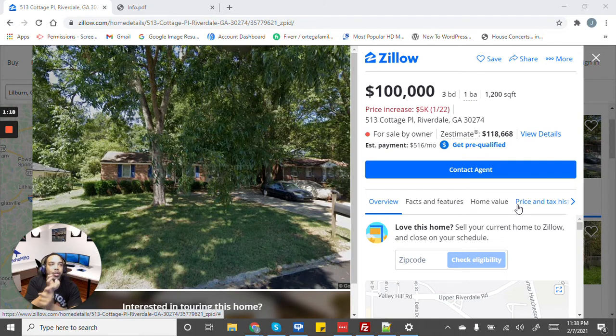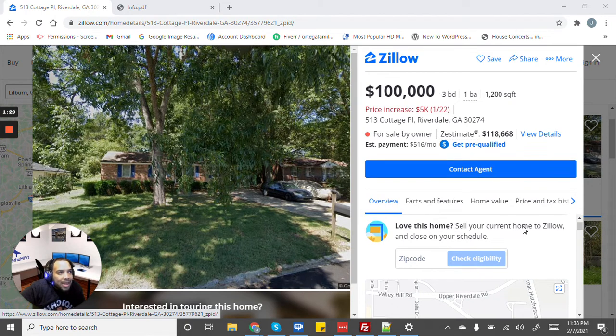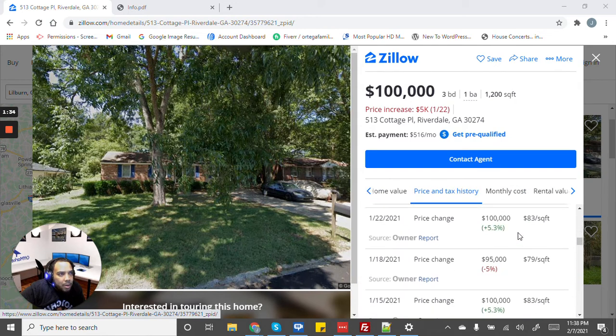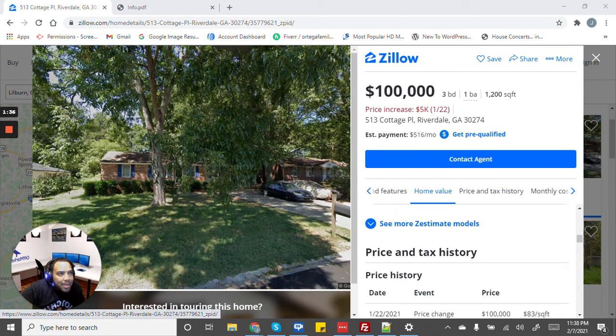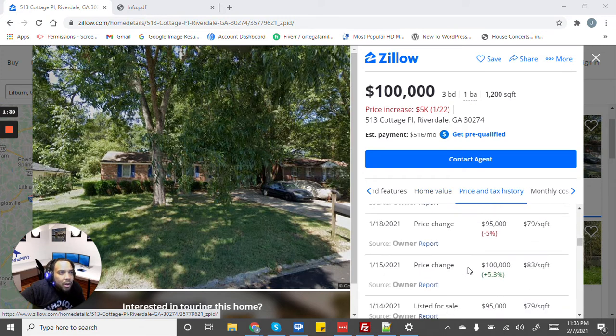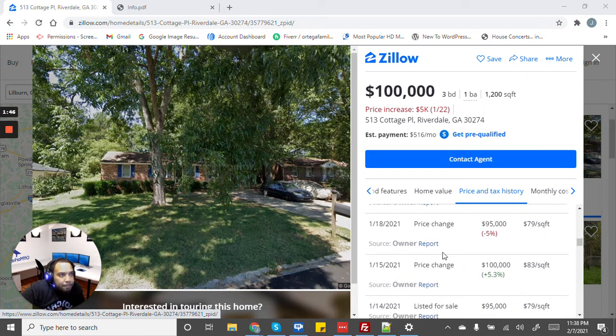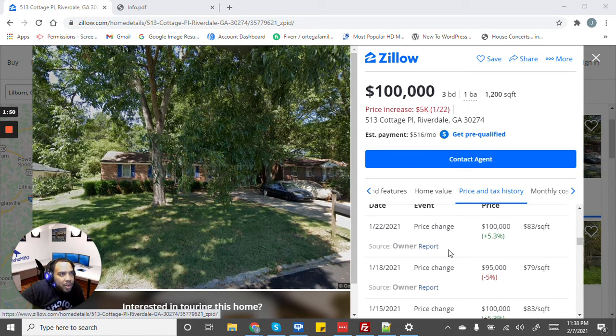And number two, your numbers need to make sense when it comes to the deal. So let's look at this one for example. We're looking at this property, which is listed for 100,000. The first thing I'm going to do is scroll all the way out here and look at price and tax history. I want to see when it posted and what the fluctuations in price have been, if there have been any. Like this one started at 95, then went back up to 200, and then again to 95.